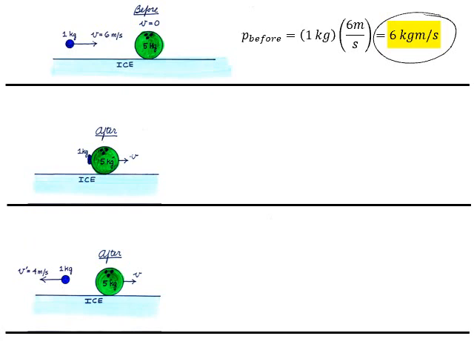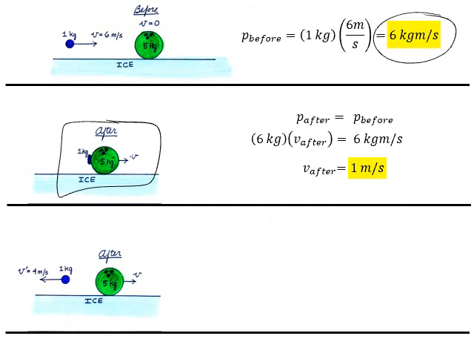Now, if we assume it's a piece of putty, then after the collision, the putty is going to stick to the bowling ball, and the putty and the bowling ball are going to move off together as one object. When we look at that calculation, we know that the collision is happening inside our system, so momentum must be conserved. That means that the momentum after the collision must be the same as the momentum before the collision.